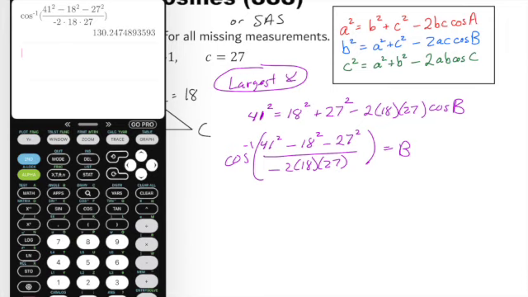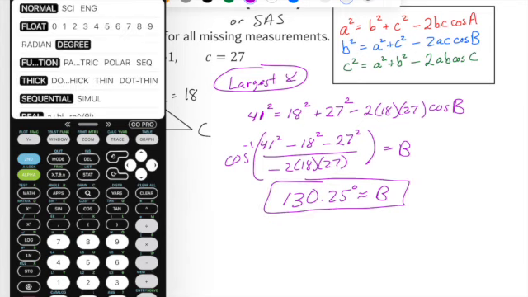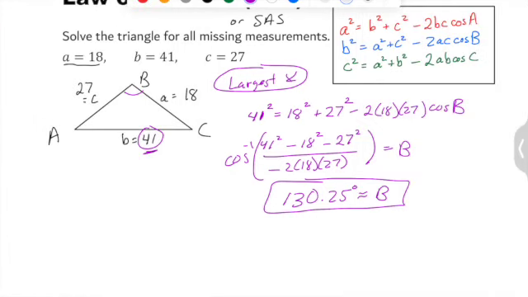130.25 degrees. So angle B is, in fact, obtuse, 130.25 degrees. Okay, and I was in degree mode, which you want to be for these problems. Always make sure you're in the correct mode. So angle B is 130.25 degrees.